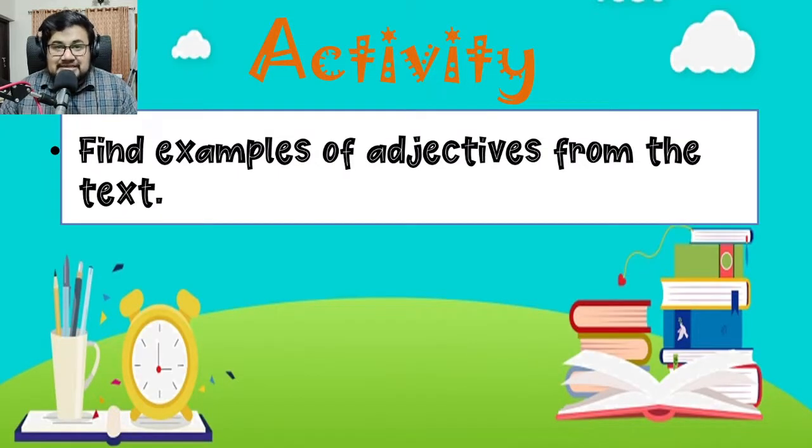Now it is time to give you an activity. It's very simple, as you can see. Find examples of adjectives from the text. I want you guys to do the activity individually and then discuss within your groups. Okay, this is the time for your activity. Go ahead.